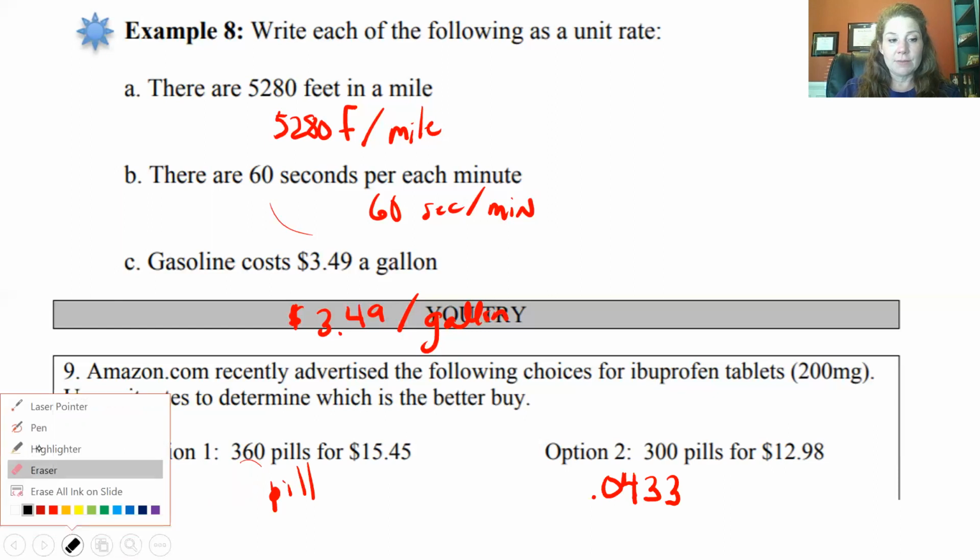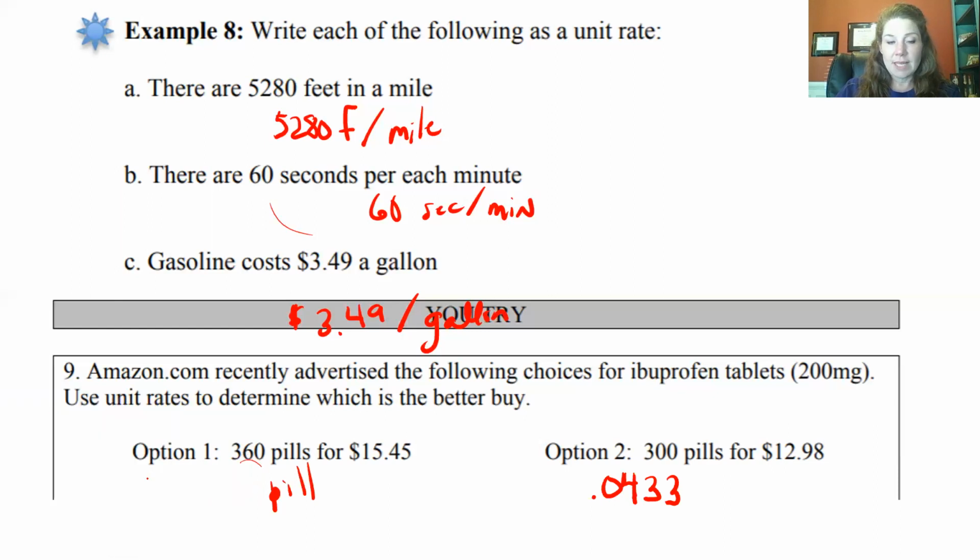This one is, what'd you guys get? I got 0.043 or 29 per pill. So which one is a better buy? 0.042 or 0.043? Barely, but this one is the better buy.